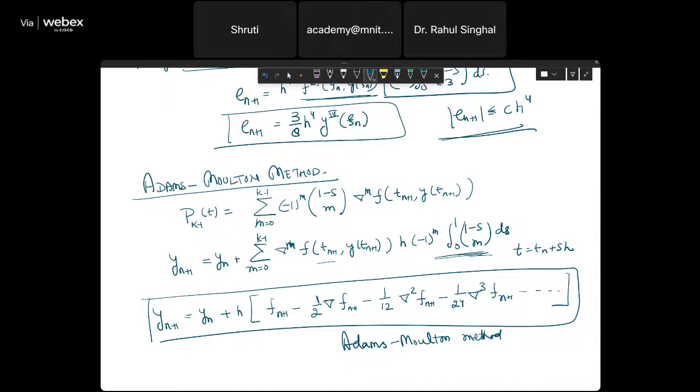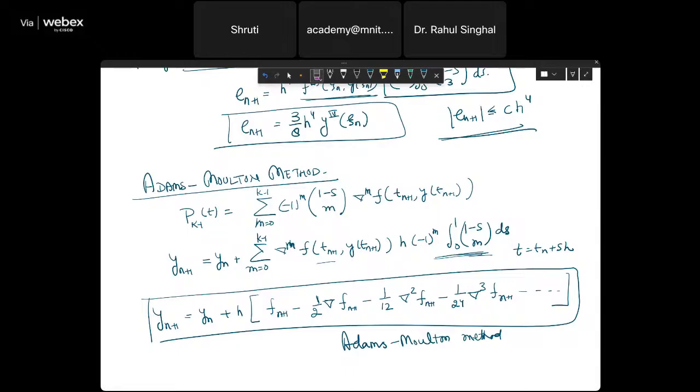So here you may note that if we take the values n as 1, 2, 3, etc. up to n minus 1, it depends on where it is going to start. So in different cases it will be different, so let me not write it in general. Fine, so this is the Adams Moulton method, as I said.